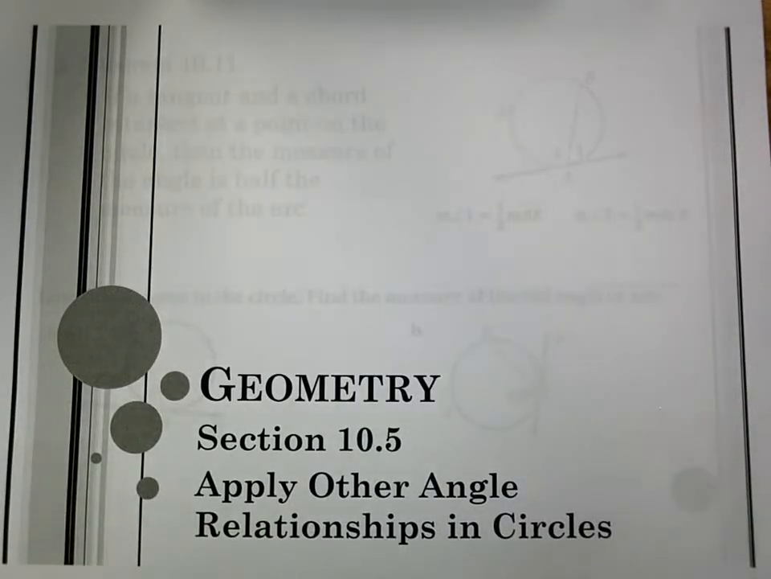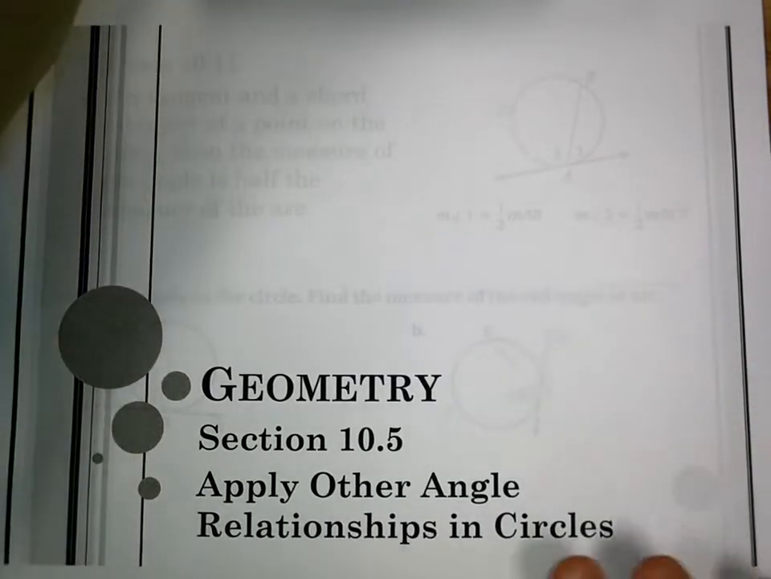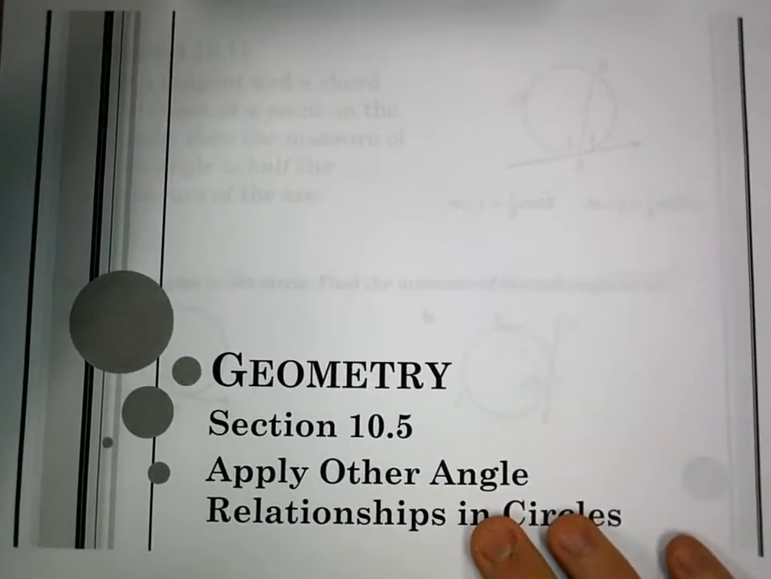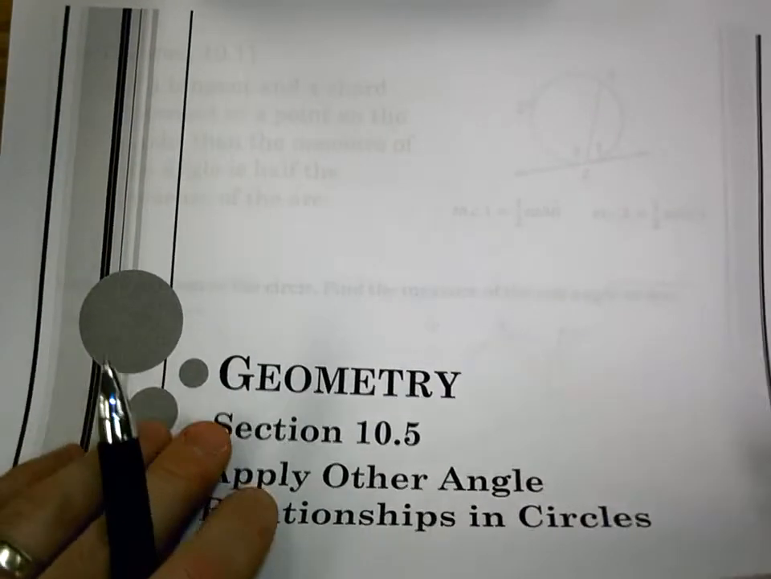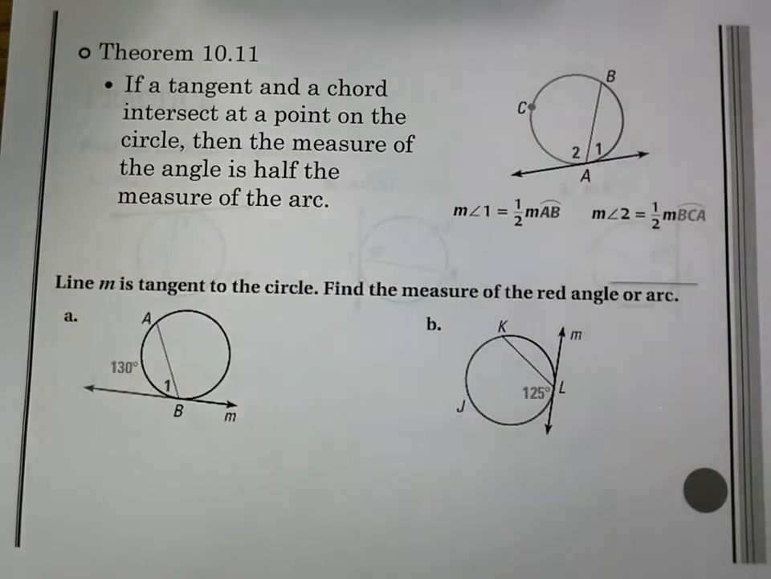For section 10.5, it's titled Apply Other Angle Relationships in Circles. We've now talked about central angles and their arc relationships thus far. These are going to be other relationships that exist within circles. So we really have three different types we're looking at.